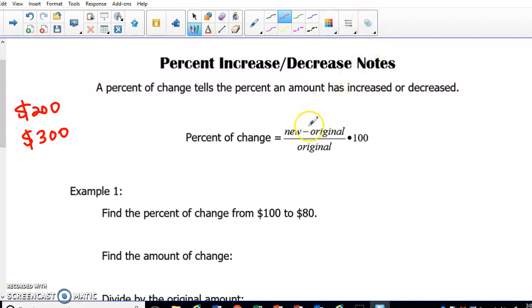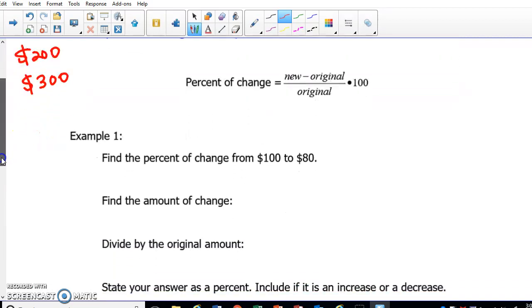The percent of change formula is new minus original over original times 100. That means new minus the original is how much was changed, and then you divide it by the original times 100. So let's take a look at it. It's going to be really easy if you really read the directions.